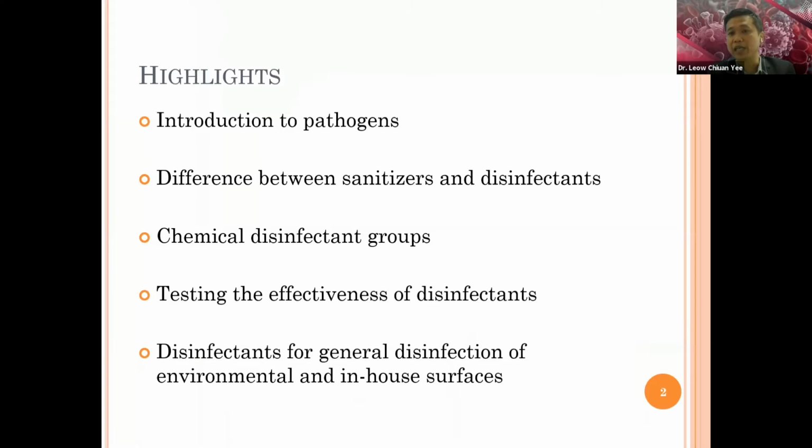There are a couple of highlights I'm going to touch on today. The first is a brief introduction to pathogens and microbes. The second topic is the difference between the sanitizers and disinfectants that we commonly use in our daily life, and what kinds of chemical disinfectant groups will also be discussed. Before the end, we're also going to have some brief idea about how to test the effectiveness of the disinfectants that we use in the market today. Last but not least, we will finish up with disinfectants for general disinfection against environmental and in-house surfaces.